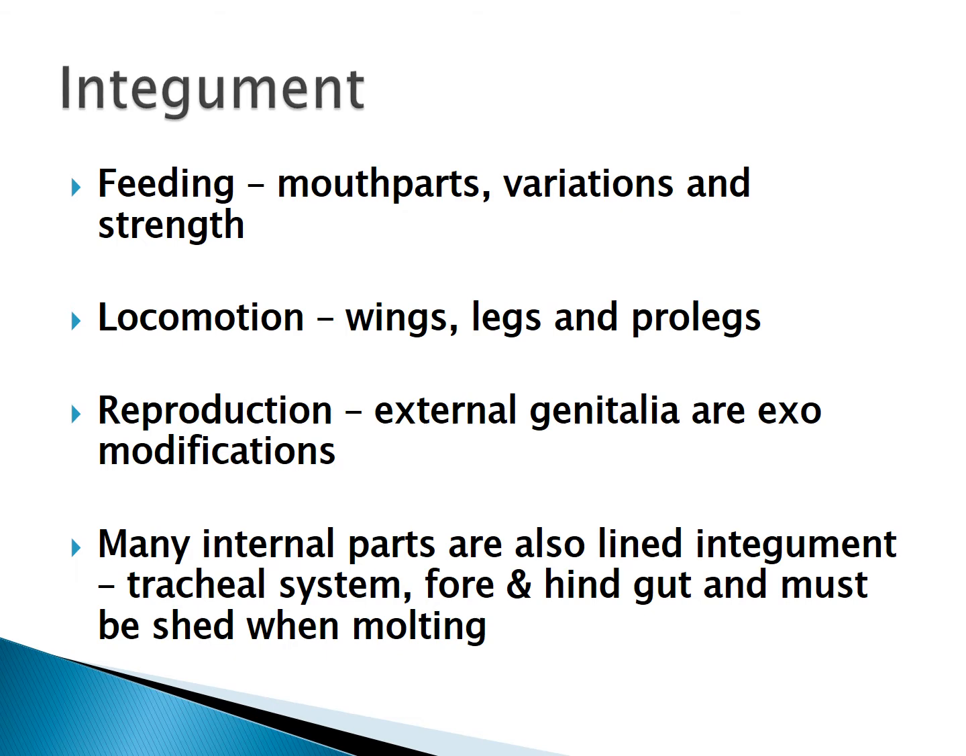Reproduction: external genitalia are exomorphifications, and they are also included in the integument of an insect. Many internal parts are also lined with integument, for example, the tracheal system, and the fore and hindgut, and must be shed when molting. All these parts are shed during molting because they are all made up of the integument.